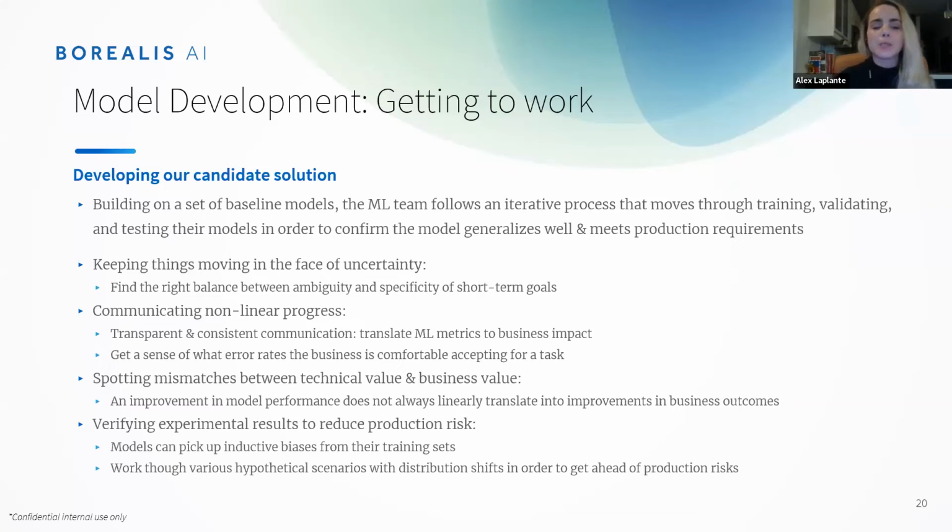Another big place that we have to spend a lot of attention is, of course, determining or spotting these mismatches between technical and business value. And I'll use some examples to help explain what I mean by this. Let's use two different contexts. In one context, we're building a recommender system. In the other context, we're building out a trading algorithm that's going to trade money within capital markets.